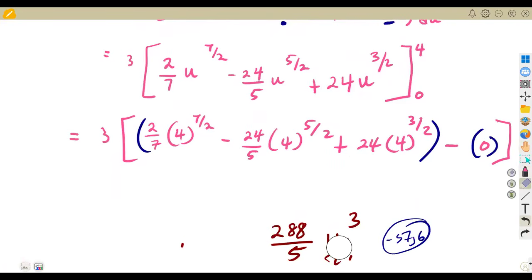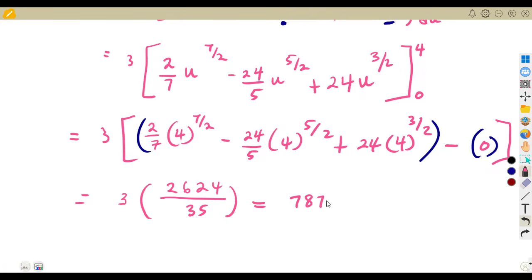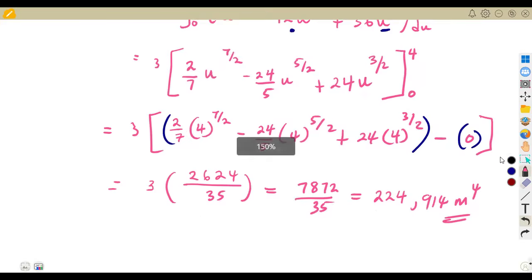If you do this properly, you are going to get 3 times 2624, everything over 35. If you multiply this, that will be 7872 over 35, which as a decimal is going to be 224.914 meters to the exponent of 4. Remember, this is the second area moment. That's how you're supposed to have this. You're done.